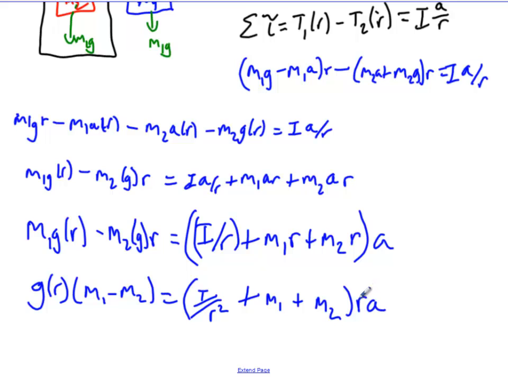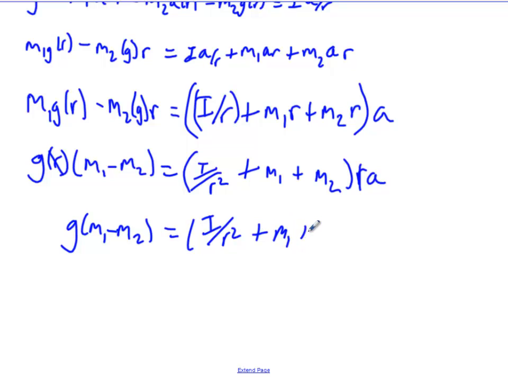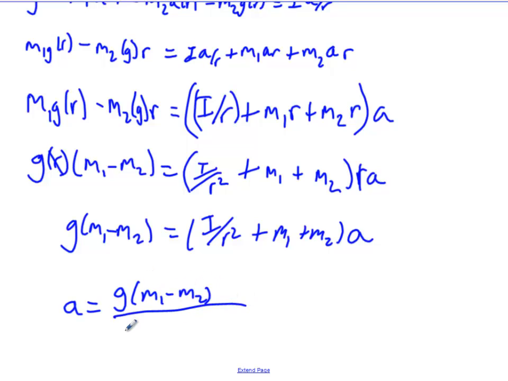Well, now this R over here cancels this R over here, and I don't have to deal with that stinking R anymore. So now I have G times M1 minus M2 equals I divided by R squared plus M1 plus M2, times A. Sweet. Now if I want A, all I've got to do is divide, so A is equal to G times M1 minus M2, that's interesting, divided by I over R squared plus M1 plus M2. This is also fairly interesting.